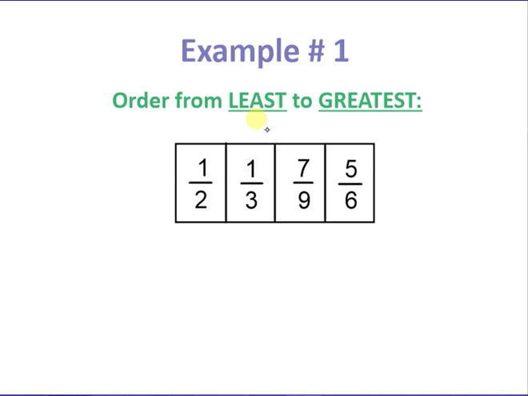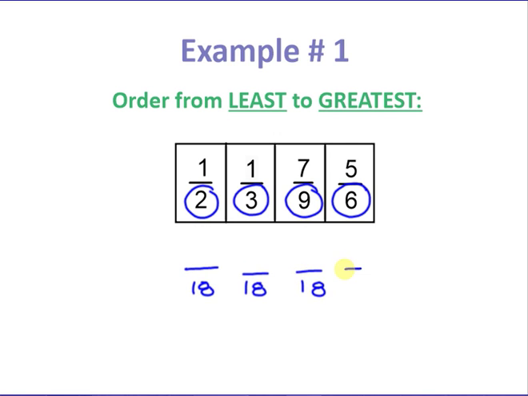All right, so we are ordering from least to greatest. Let's look at our denominators: 2, 3, 9, and 6. What would our LCM be? Okay, you should have come up with an LCM of 18. Okay, so what we're going to do is make new equivalent fractions. Here's 18, 18, 18, and last but not least 18.